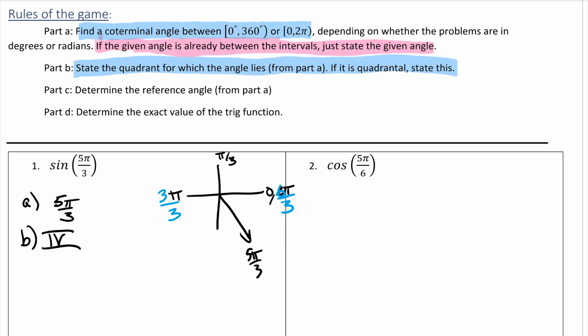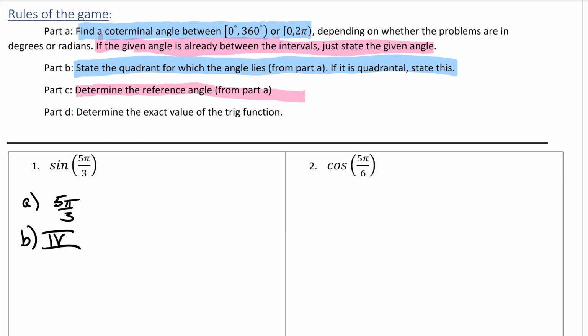All right, we're moving right along, getting it done. Now the next part says, determine the reference angle from part A. But fortunately, we're already in radians. Reference angles are mellow. That's just pi over 3. See it? It doesn't reduce down. It's just pi over 3.